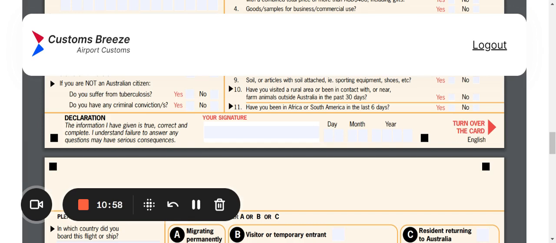And then number 11, it says, have you been to Africa or South America in the last 6 days? This is also important for you to fill out because they're very specific about that. So yes or no.